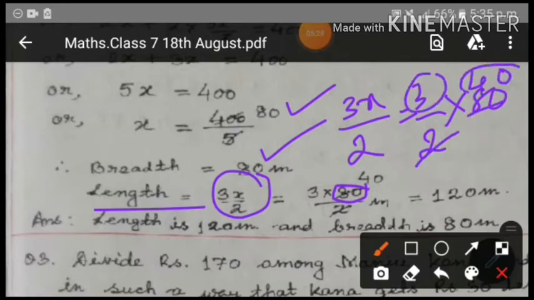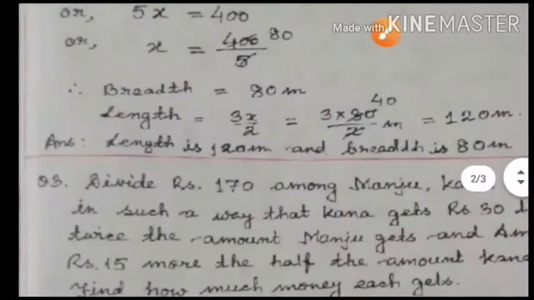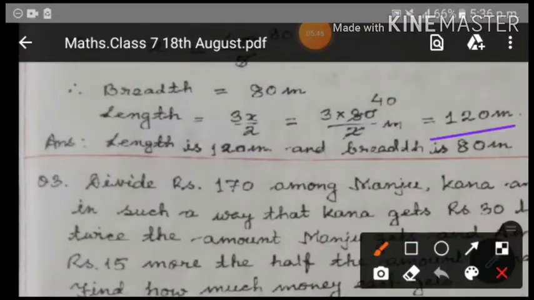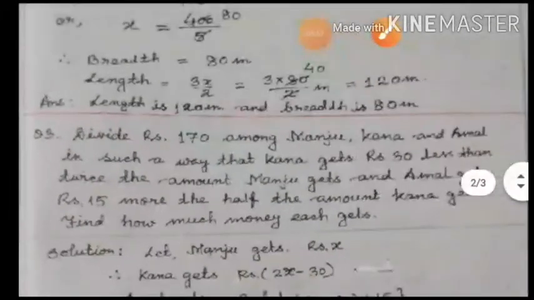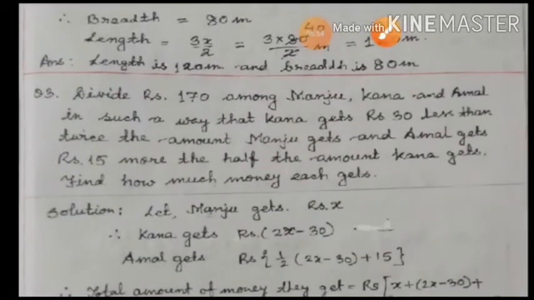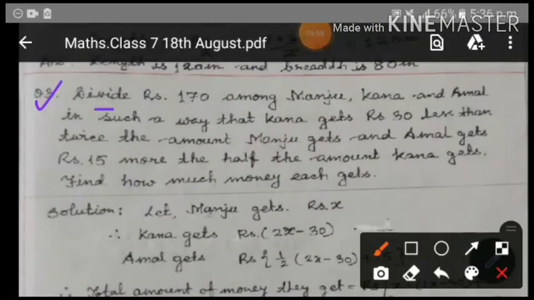Now 3 into 40 is giving you 120 meter. So the length of the rectangular field, or you can say the length of the rectangle, is 120 meter and the breadth is 80 meter. Done.